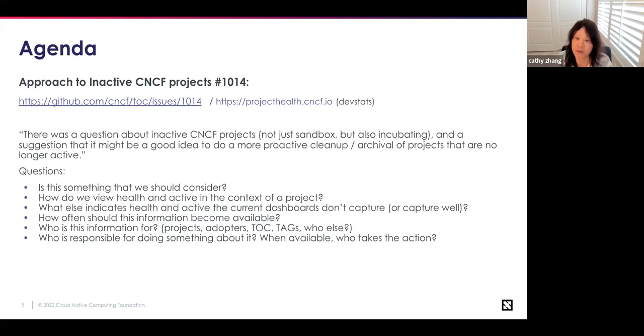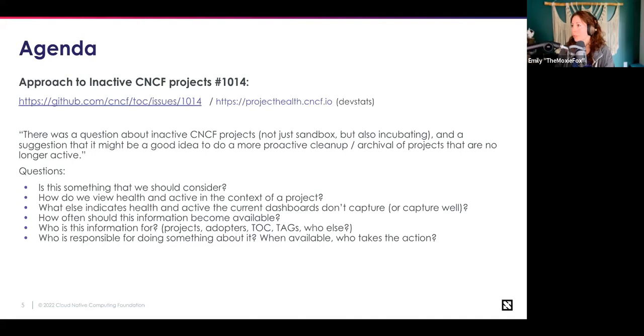Because once we approve those projects to be a graduated project, I think there will be quite some users using it. So we need to put in extra care and effort to make sure those projects do not go to the archived status.